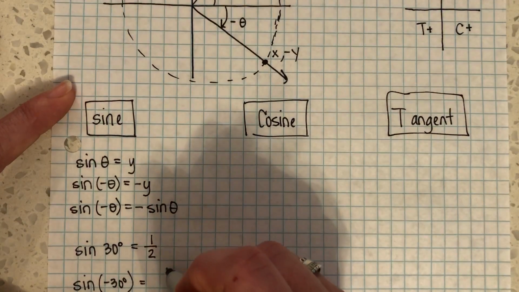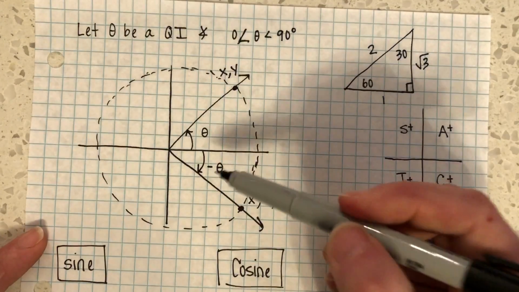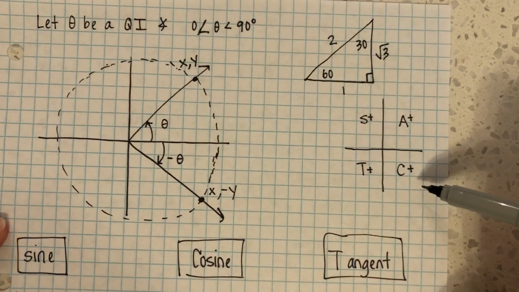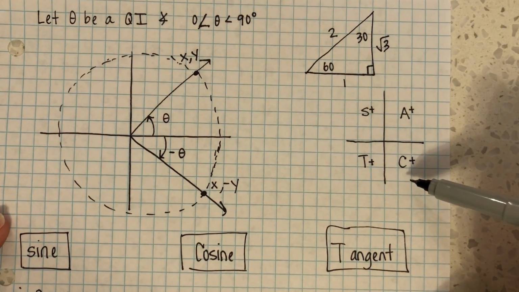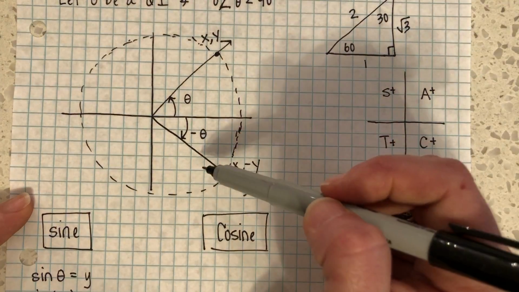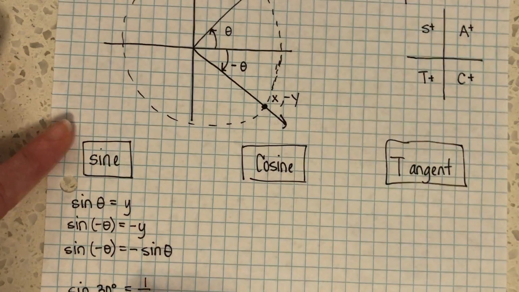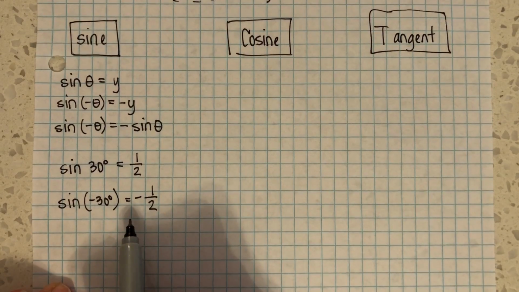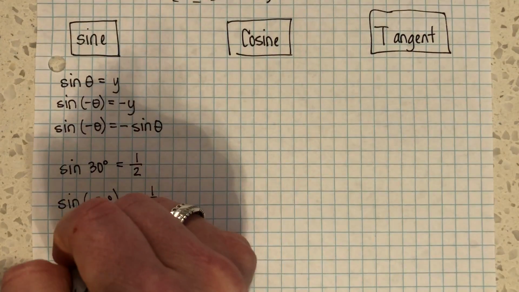It would still be 1/2. But what is your sine ratio in quadrant 4? All Students Take Calculus says that only the cosine ratio is positive, which means the sine ratio would be negative. So it works with angles as well, and you can actually give them number values. So look at how this works.